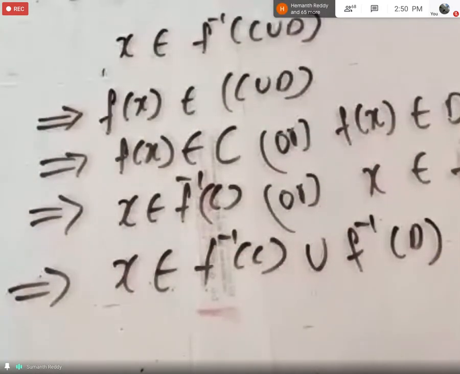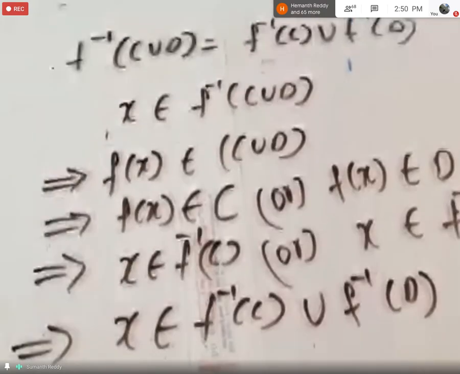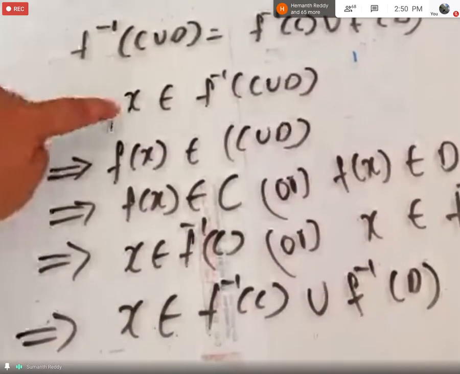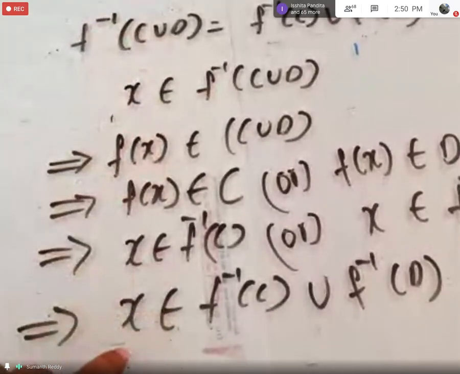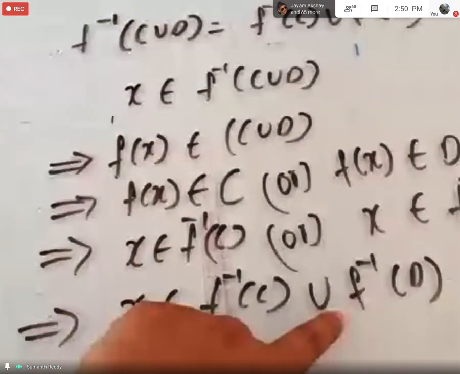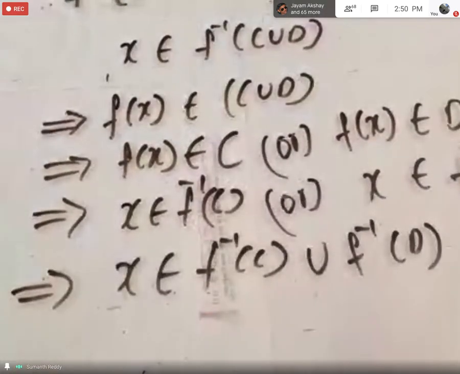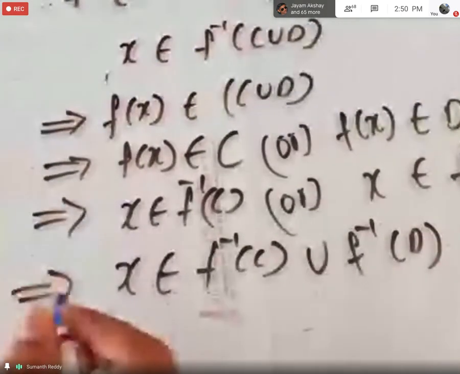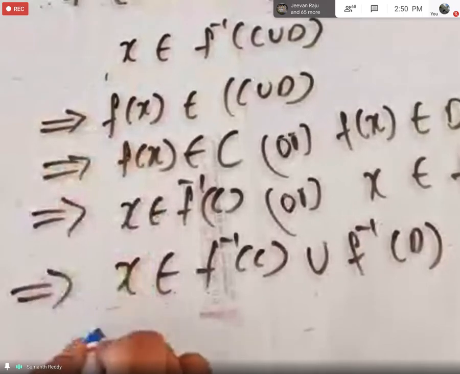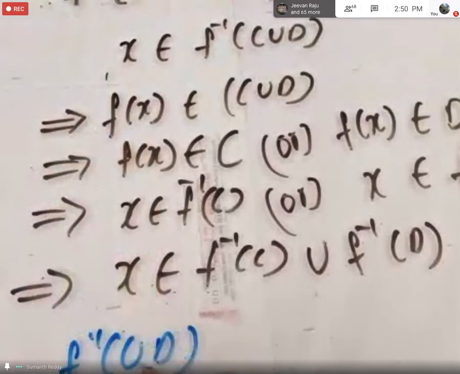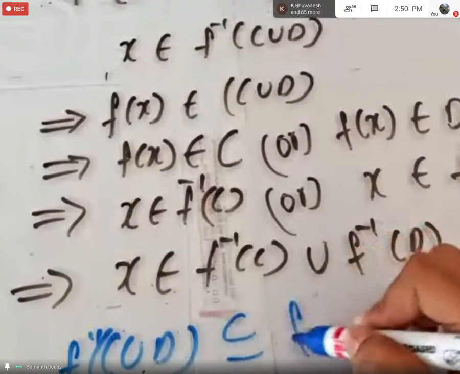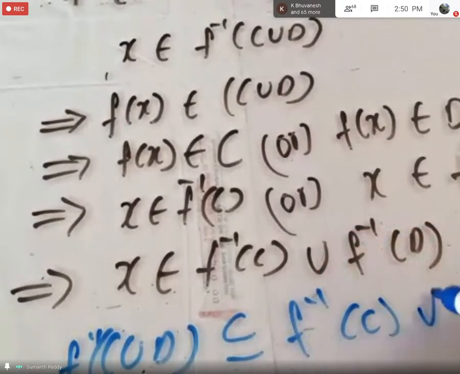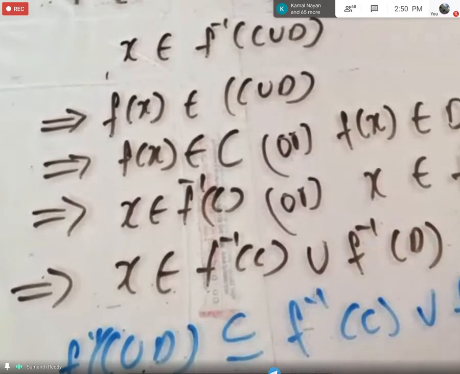Okay. Now if you observe this problem, what's happening here is that I have considered this particular element to belong to the LHS, and I have concluded that the same element also belongs to the RHS. Based on this, what is the conclusion? The conclusion is that this LHS, that is f inverse of C union D, is a subset of f inverse of C union f inverse of D, right?